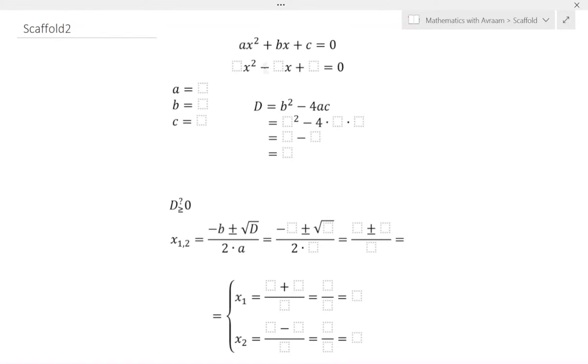This is an example for the book Algebra Scaffold, Quadratic Scaffold. I will show you how you can use everything here, how you can solve these quadratic equations, and then using the book, you will start with a lot of parts here completed. So it would be easier for you to understand and solve it.